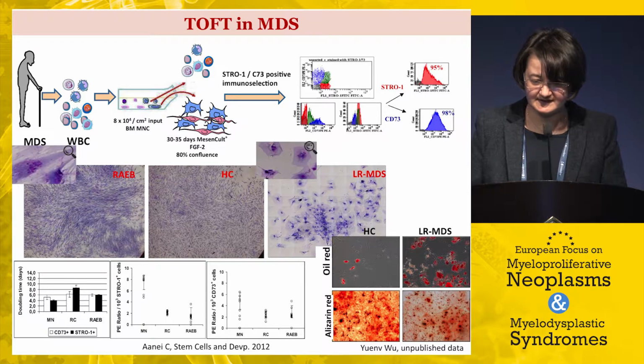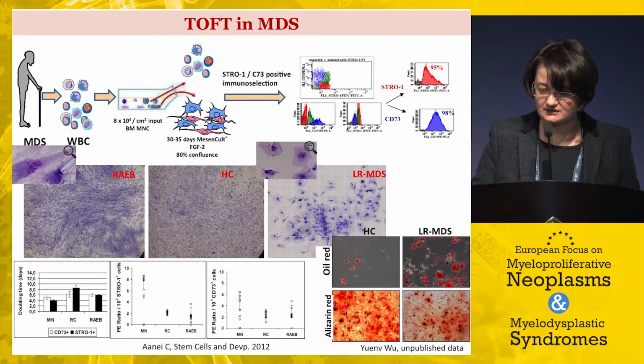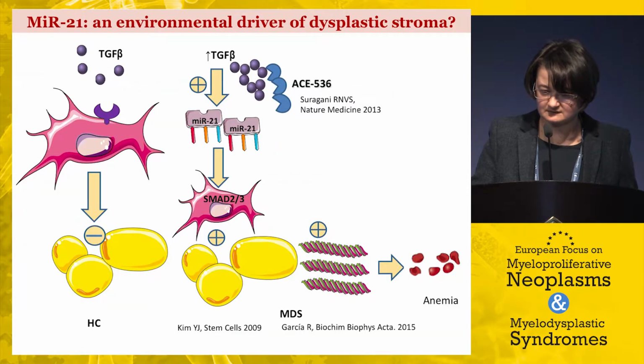as is shown here. And in both situations, low-risk and high-risk MDS, the mesenchymal stromal cells have a lower clonogenic capacity. The most recent data show that selected stromal cells from low-risk MDS have a higher propensity to develop adipogenic differentiation in detriment of osteoblastic differentiation. So, what will be the mechanism?